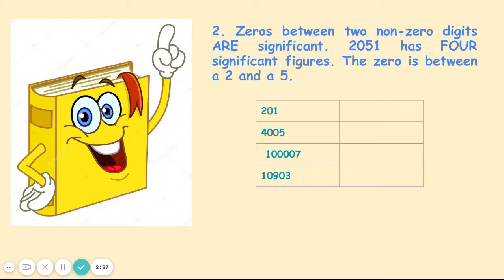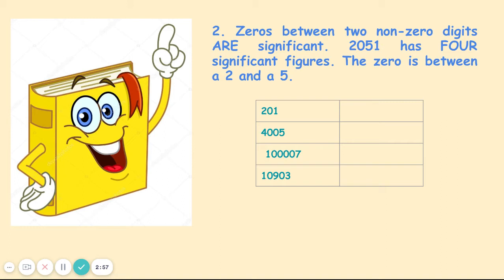Rule number 2, zeros between two non-zero digits are significant. 2051 has 4 significant figures. The zero is between 2 and 5. So, lahat po ng zero sa pagitan ng non-zero, they are significant. Basta yung zero nasa pagitan ng non-zero. So, ano ba yung mga non-zero natin? Numbers 1 to 9. So, these are non-zeros. Okay? So, lahat po ng nasa pagitan nila are significant.